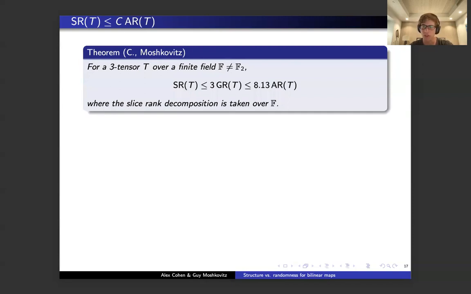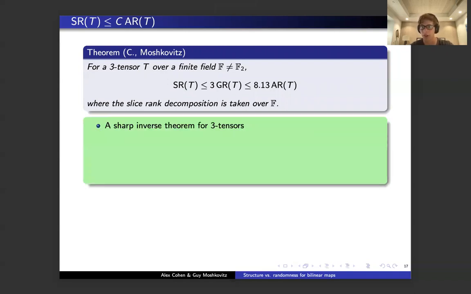I'll just mention that there's this issue of the fields we work over. This theorem takes place over the right field. So the slice rank decomposition that we make is over the field we started with. So this is the sharp inverse theorem for 3 tensors. We show that for 3 tensors, this notion of structure or slice rank and this notion of bias or analytic rank are really 2 sides of the same coin.